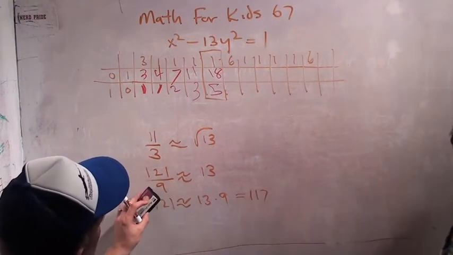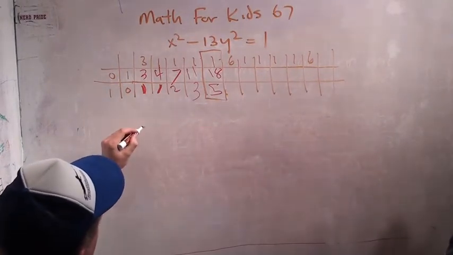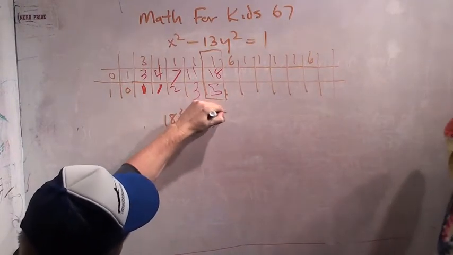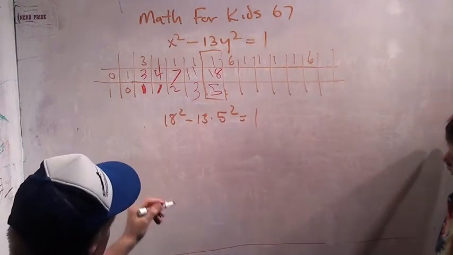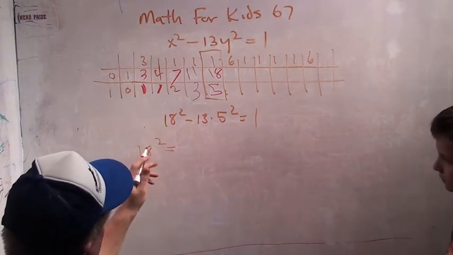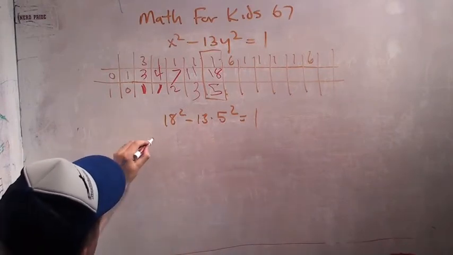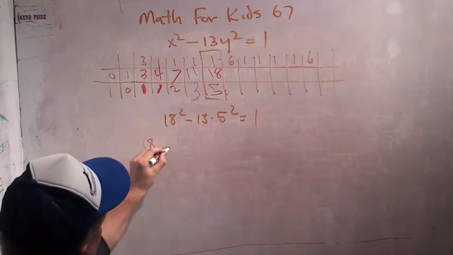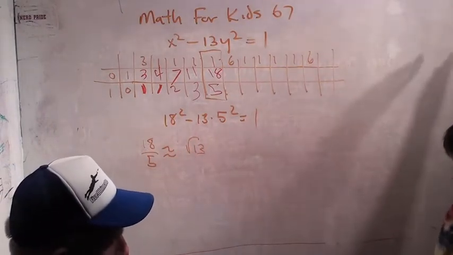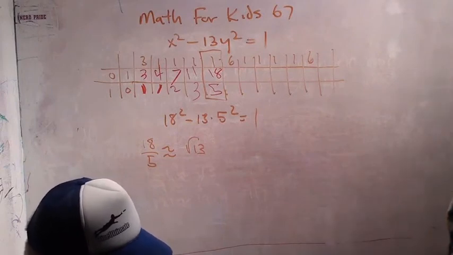So what, 18 fifths? Let's see. Oh, 18 fifths. Okay, interesting. Let's see if this solves our equation. So we're hoping that 18 squared minus 13 times 5 squared equals 1. Sorry, I jumped ahead of myself. We're hoping that 18 over 5 is approximately equal to the square root of 13. Well, I'll tell you what 18 squared is. It's 324. Did you know that?